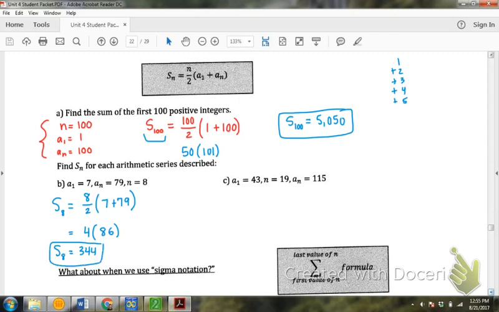Okay, try letter C, please. Yep, that's all you're doing. Now, there is a little bit of a catch on the next part, but we're not there yet. Try letter C.